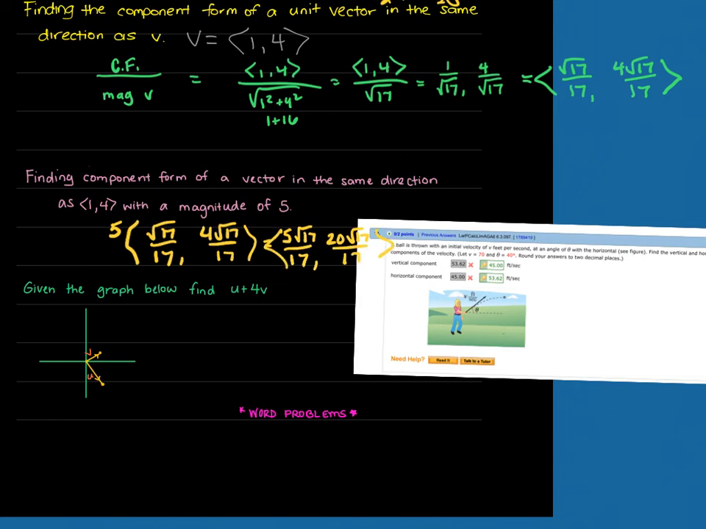So read the question carefully. If it says the word unit vector, there's no magnitude being multiplied in at the end. If it does not say unit vector and it says component form of the vector, same direction with the magnitude blank, then you're going to find your unit vector first and then distribute that magnitude in at the end.